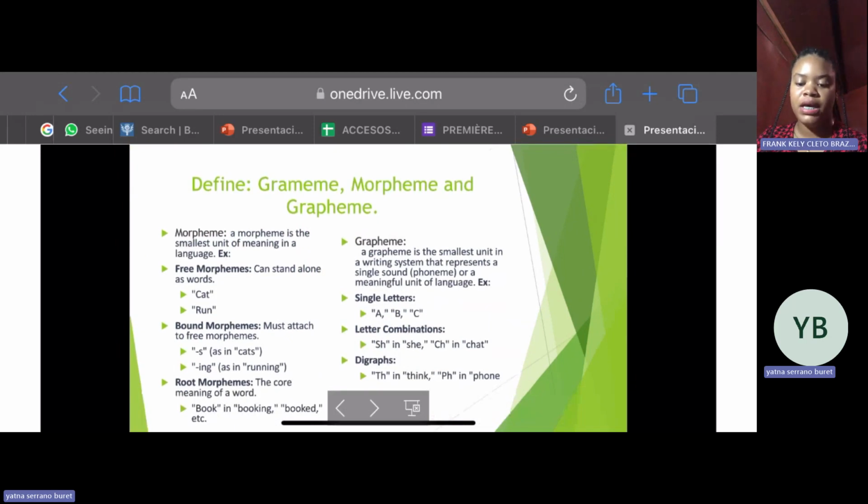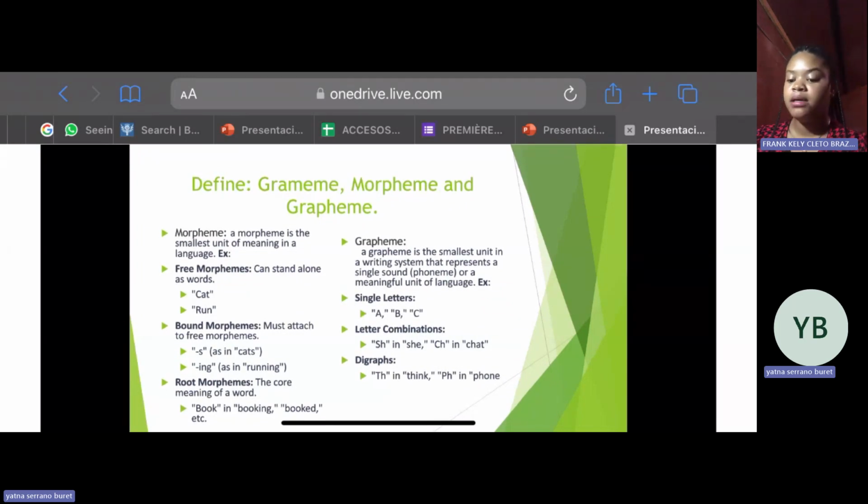Morpheme. A morpheme is the smallest unit of meaning in a language. Here we have three types of morpheme. Number one, free morphemes can stand alone as a word. For example, cat and run. Bound morphemes must attach to free morphemes. For example, S as in cats and ing as in running. Root morphemes are the core meaning of a word. For example, book in booking or booked, etc.